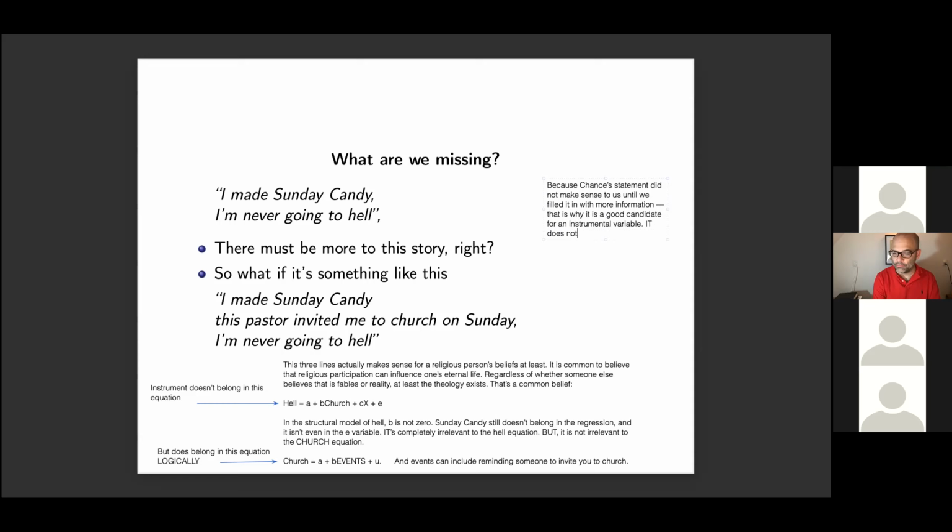His song does not belong in the hell regression, the hell structural regression model. Right? Ask any theologian, and they will tell you that making a song has no bearing on whether God likes you. I'm being kind of facetious, but you know what I'm saying, right? It's irrelevant. But just because it is irrelevant for hell regressions does not mean it is irrelevant for church regressions. It shifts the treatment, in other words, not the outcome. All right.